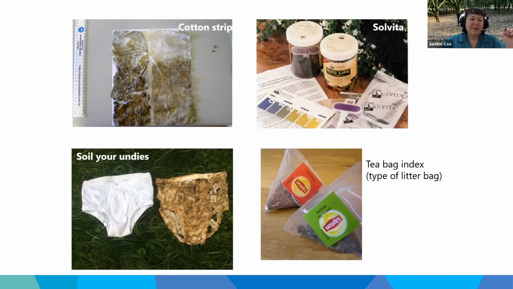And underneath that is Soil Your Undies. So you get these white cotton undies, and you also put them in the soil, and when you come out they're all degraded.